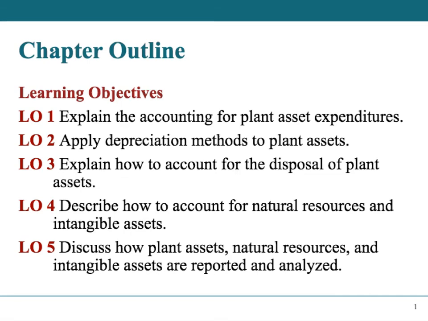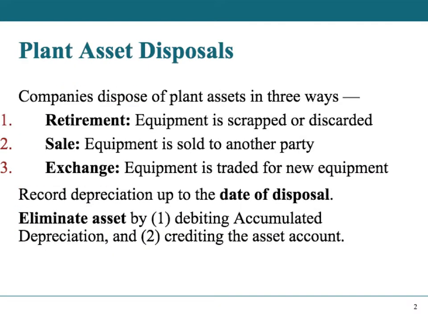Today I would like to discuss with you Learning Objective 3, how to account for disposal of plant assets. Okay, so you can get rid of your plant assets in three ways: retirement or discard, basically. So equipment is scrapped, or you put it out on the side of the road and it's gone. Sale, sold to another party, or exchange. And we will not be doing exchanges here.